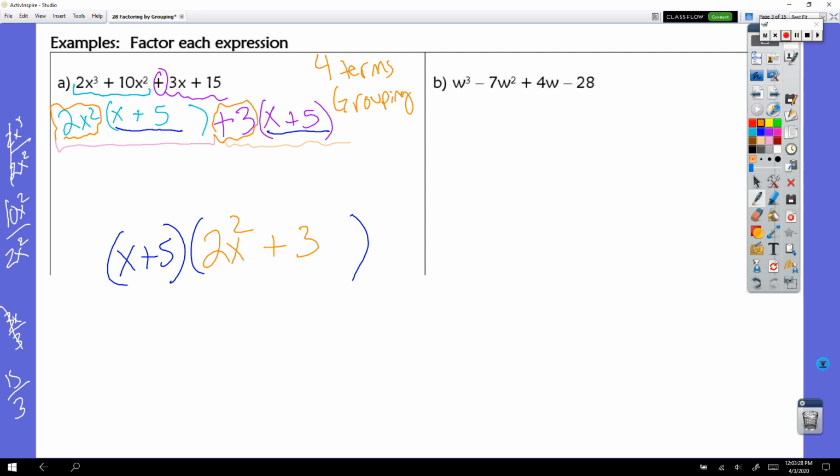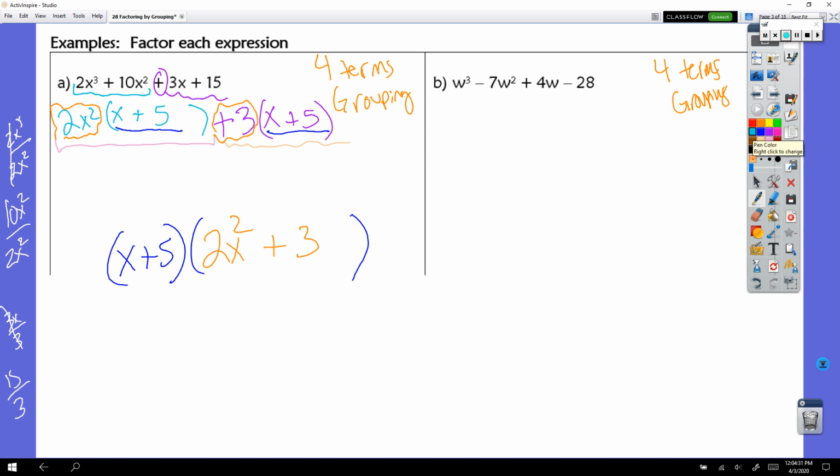Okay, let's go through our next problem. So in our next problem, I see we've got 1, 2, 3, 4 terms. So because there are 4 terms, we're going to be doing grouping. And by the way, these are in descending order because the exponents go 3, 2, 1, and then a constant.